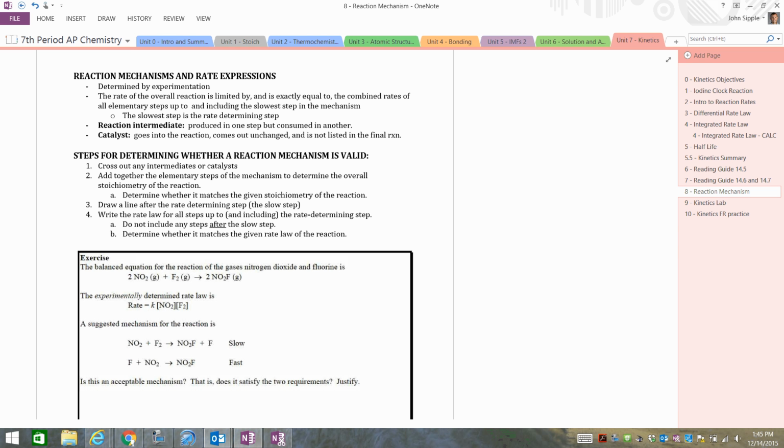All right, and basically you just need to make sure you take note of the slowest step, because that is going to be the rate determining step. So that's really important. We want to be able to identify the slow step and use that as our rate determining step, because that's what's going to help us write the rate law. Okay, so that'll help us write the rate law.